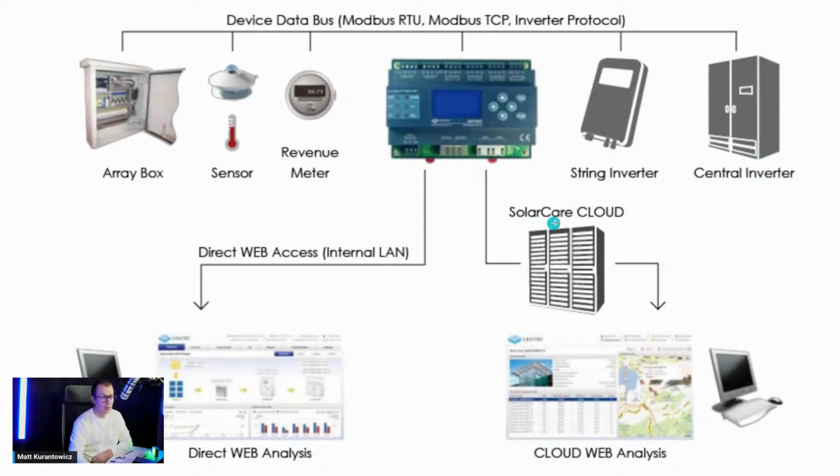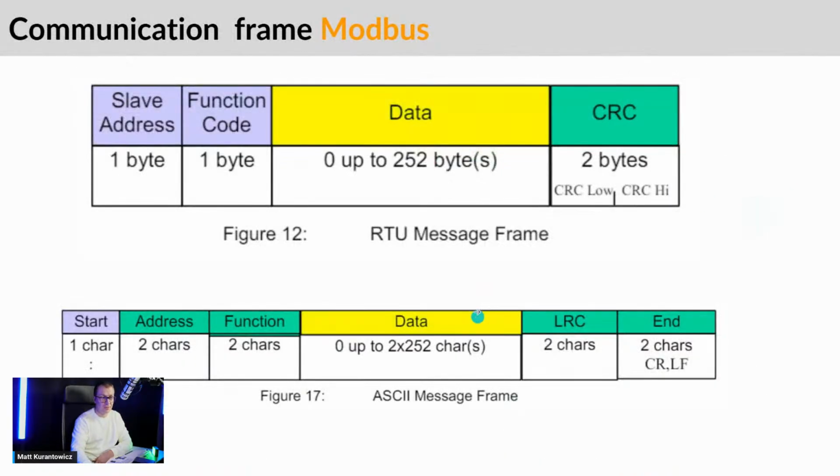Here we have an example of a solar farm. A device just is a master and take data from string inverter, central inverter, sensors, array box, and then we send those data from all devices to SCADA system or cloud service. But firstly, we need to use Modbus RTU or Modbus TCP protocol to gather all data.